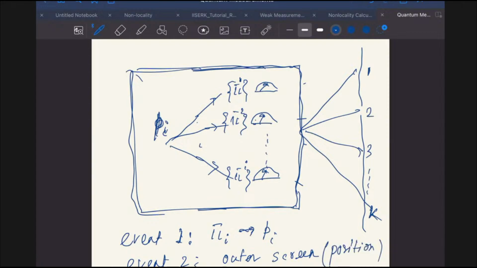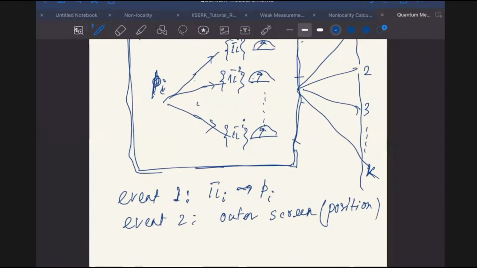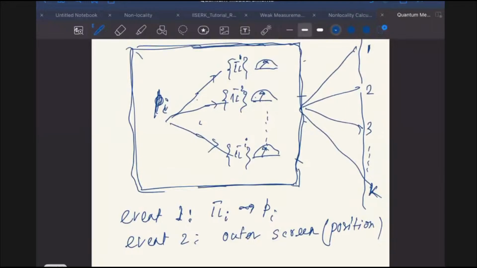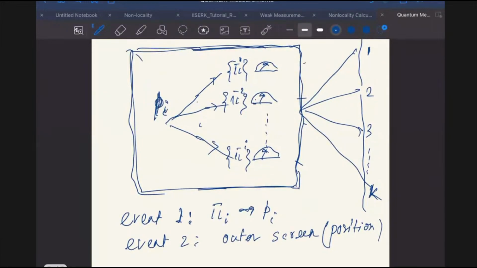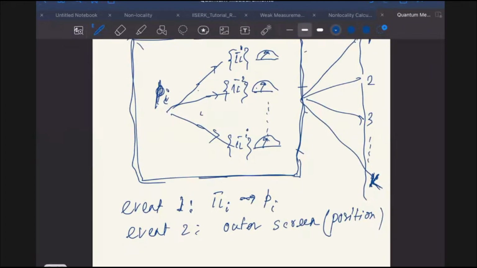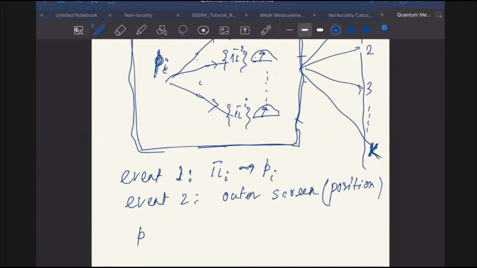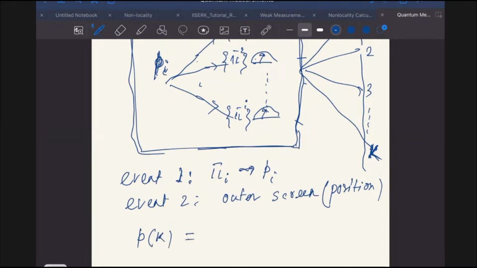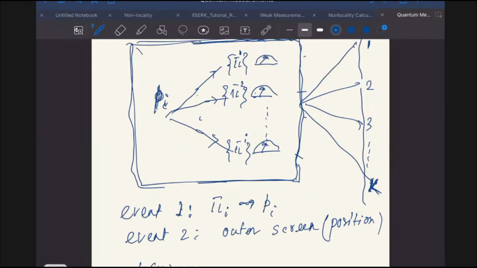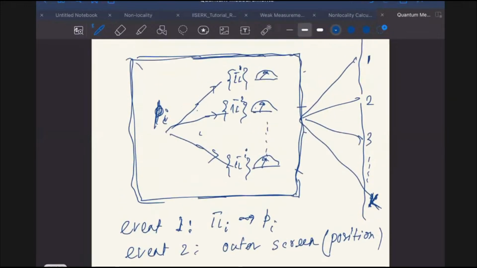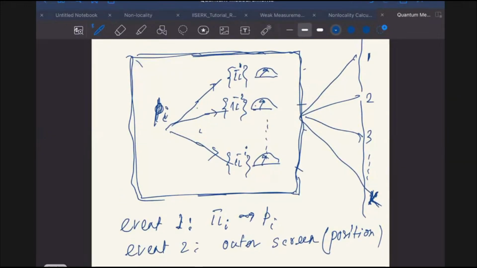So there are 2 events. Now I can ask one question here. What is the probability that I get a detection at k? So what is the probability of getting an outcome k? What should I write? Pk. This is the probability of getting an outcome k. I don't know from which projector it is coming. Previously, it should come only from the kth projector. But here I don't know. Even from the pi 1 projector, the kth outcome can occur.